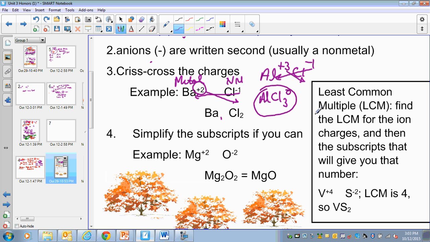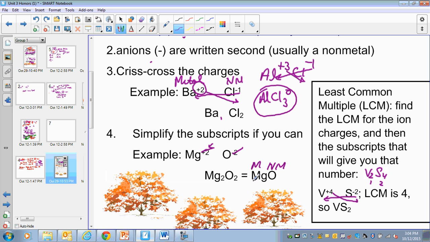And we're going to use the least common multiples, so we will have to simplify the formula. If it is 2 to 4, instead of having V2S4, I will simplify it to 1 to 2, so the formula will be VS2. Keep in mind that we crisscross the charges and we simplify. If the charges are the same, they cancel each other and all you do is write the symbols together. But when you write the symbols together, make sure you have the metal and then the non-metal. They go separate, not together.